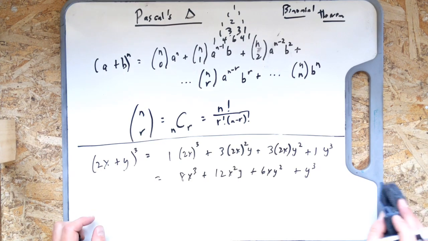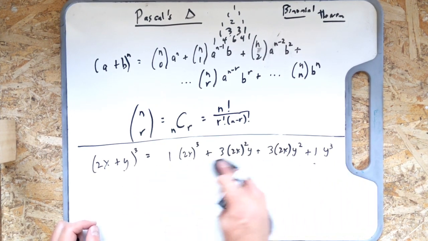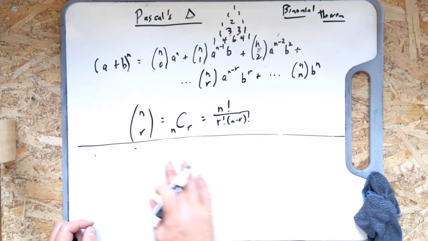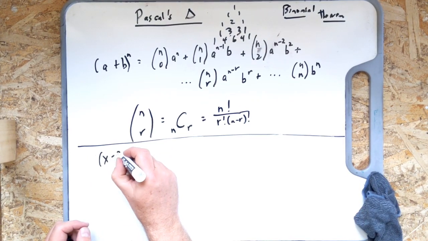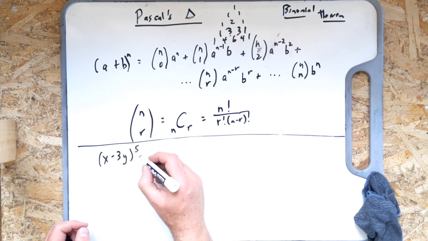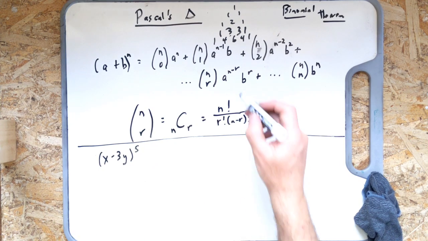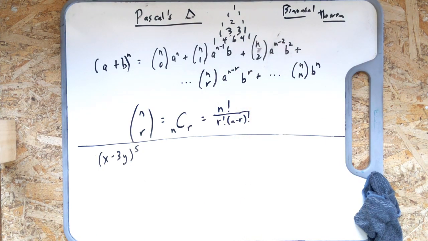Okay, we'll do one more. It's a little trickier, so let me write it down first. x minus 3y to the 5th. First of all, I need another line of my Pascal's triangle if I'm going to do that.